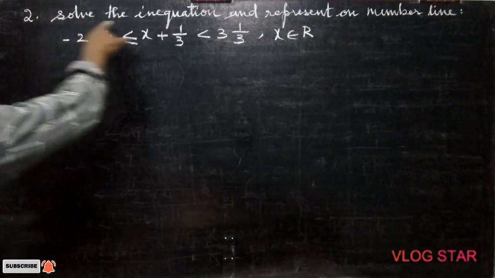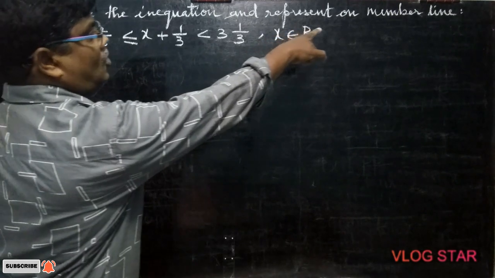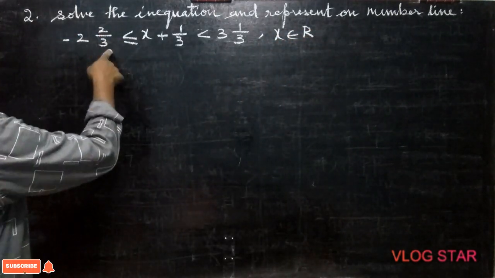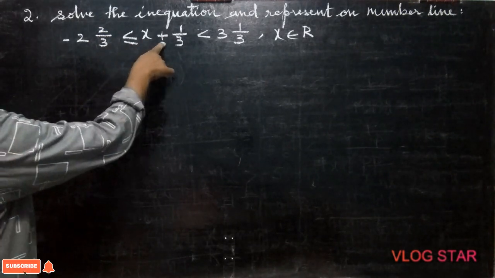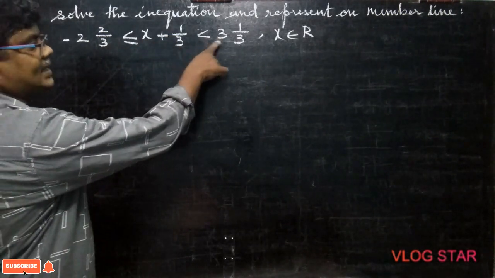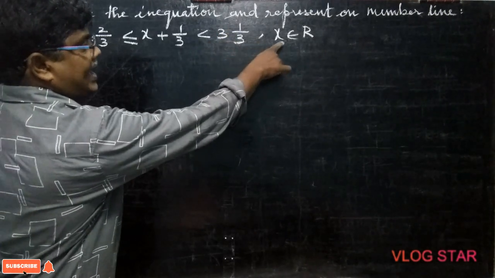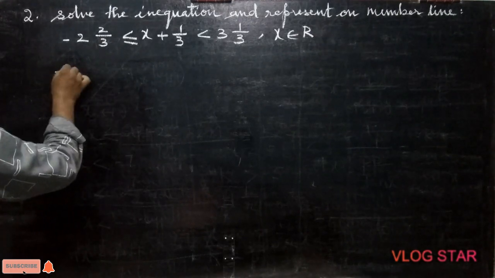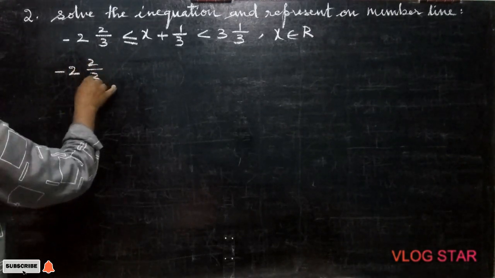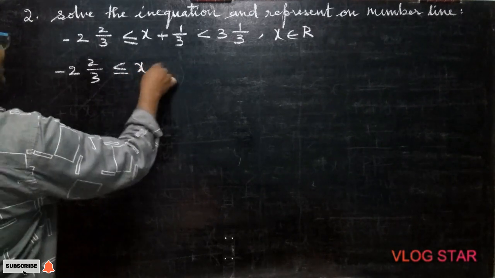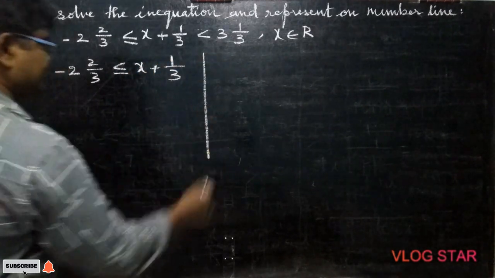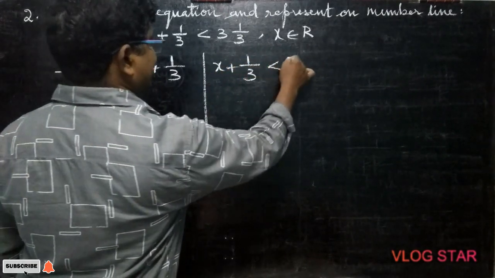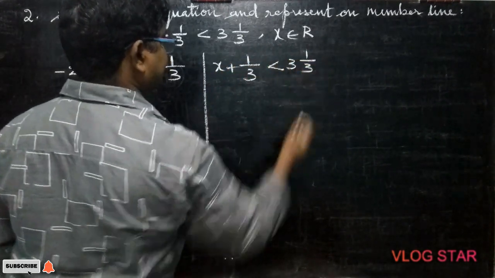Second problem. Solve the inequation and represent on the number line. Here they have given minus 2 by 3 less than or equal to x plus 1 by 3 less than 3 1 by 3, where x belongs to real numbers. So make it into two parts. Minus 2 by 3 less than or equal to x plus 1 by 3 is the first one. Next, x plus 1 by 3 less than 3 1 by 3.